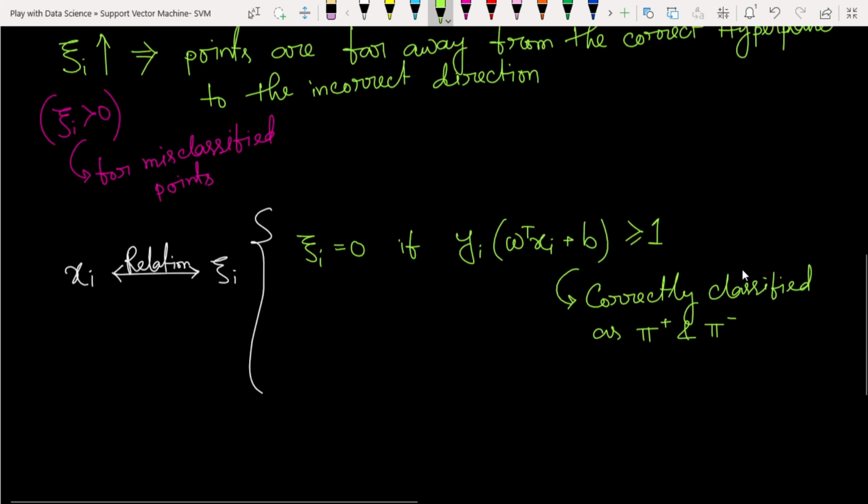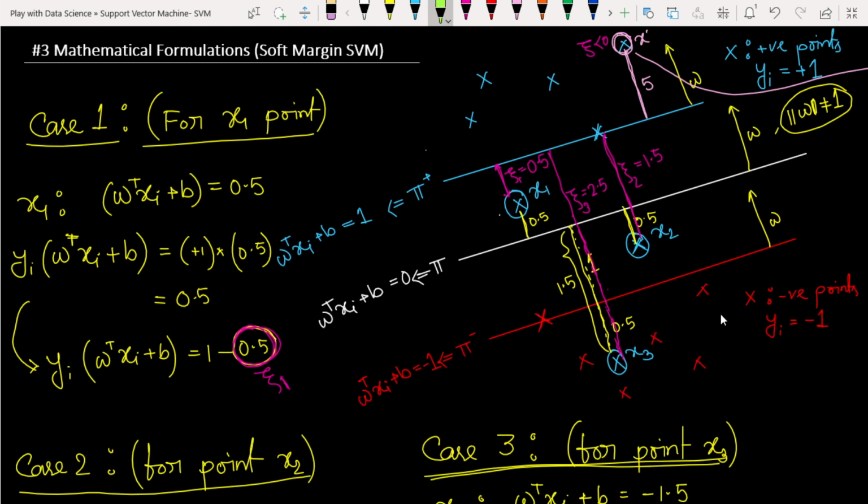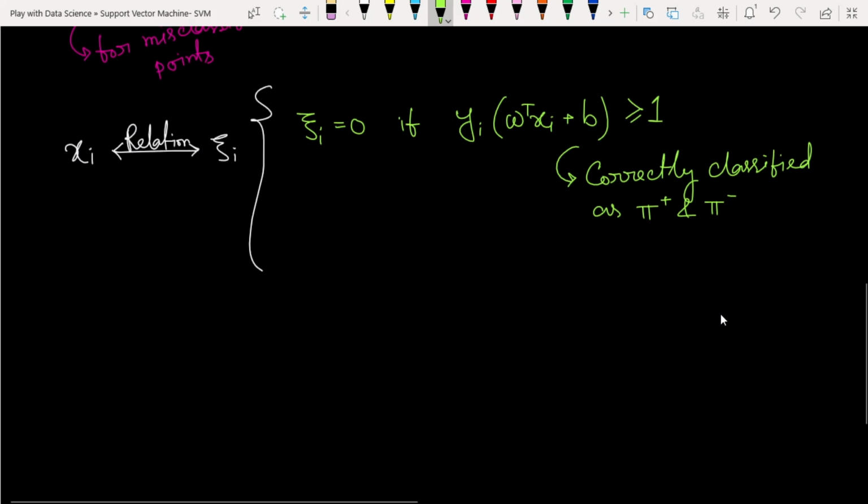I am not doing the calculations for pi minus because the positive point calculations and the negative point calculations are the same. I am here considering only the positive point calculations. If you are interested, then as homework you can do the negative calculations as well.